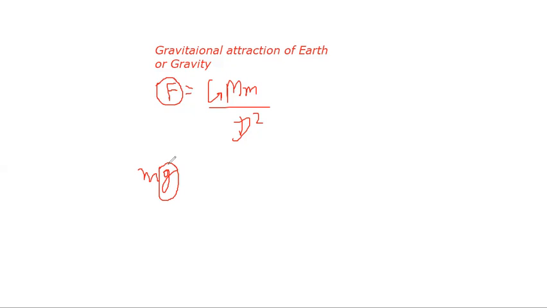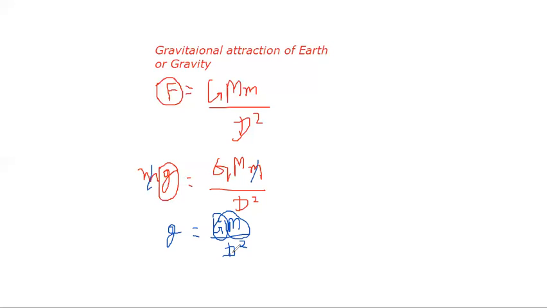We know that force by definition is mass into acceleration, and this is equal to G M m by d square. So m g is equal to G M m by d square. From here we can cancel m from both sides, the mass of the body, and g will become g is equal to G M by d square. So if you know the mass of the Earth, G and d, you can find out g.